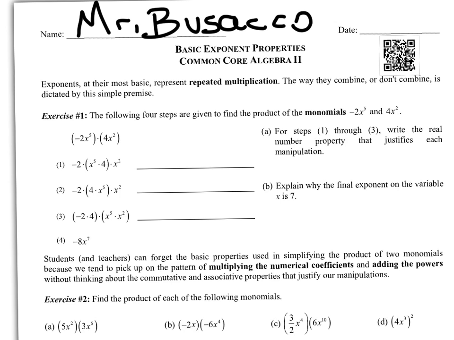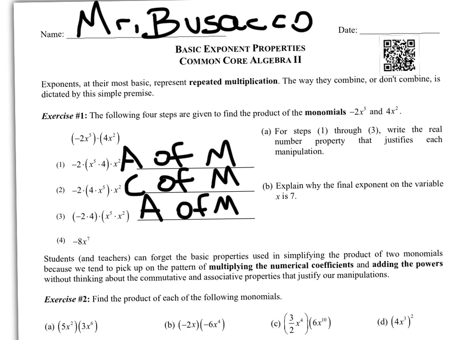Example 1. The following 4 steps are given to find the product of the monomials negative 2x to the 5th and 4x squared. We can take that and rewrite it in a different order. Let's write down what the properties are that allow you to go from this given expression to what we have in step 1, from 1 to 2, and from 2 to 3.